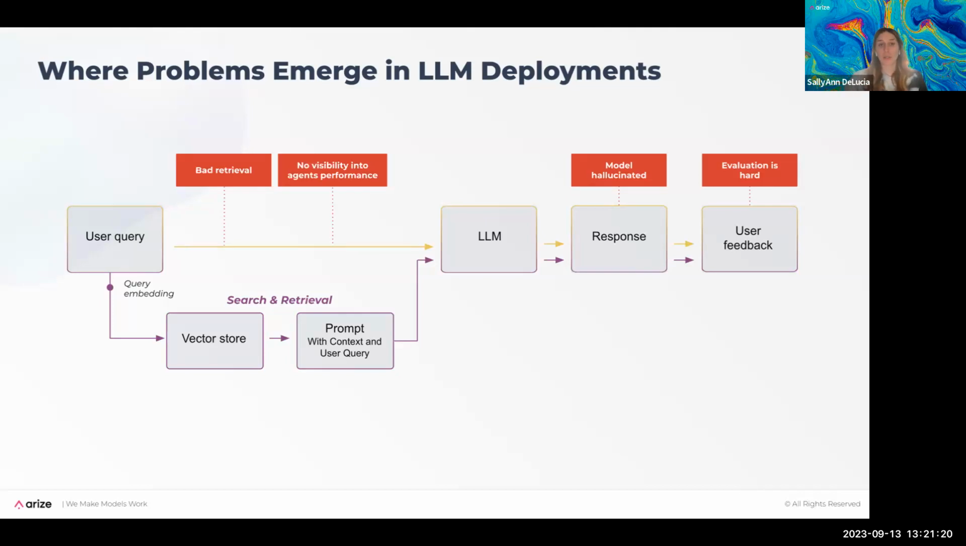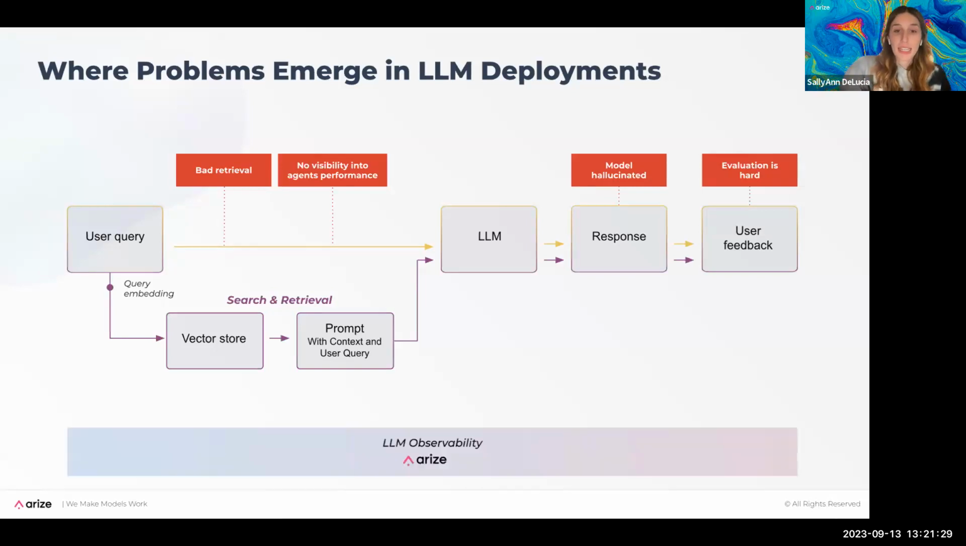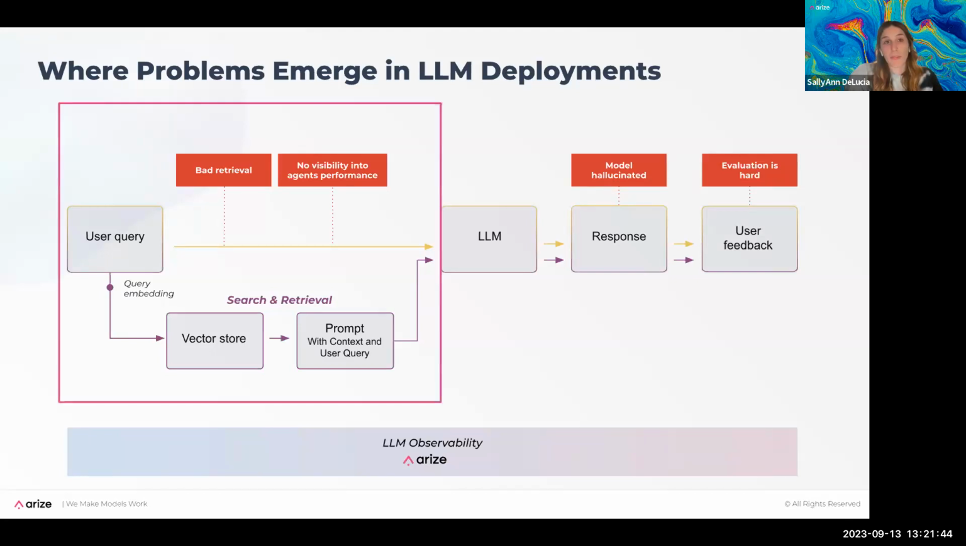The second one is that there's no real visibility into the agent's performance. Again, just making it really hard to understand why your LLM is responding in the way it is. The good news is that Arize can offer you this foundation layer of observability. We can ingest data from various parts of this pipeline and provide you with the workflows and tools to troubleshoot these problems when they come up. And for today's session, we're really going to be focusing on this portion here, the bad retrieval and the search and retrieval system as a whole.